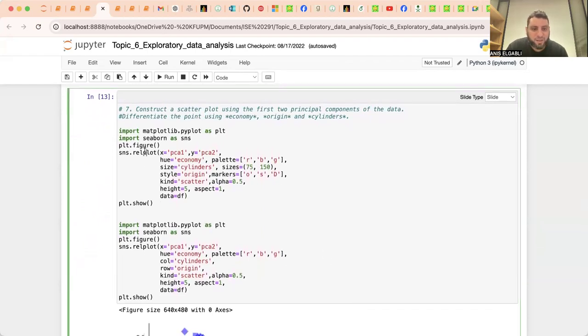So again, a scatter plot, PCA1 for the x-axis, PCA2 for the y-axis. We use hue, we use economy to differentiate by the color or the hue. The size of the scatter itself depends on the number of cylinders, okay? And we specify the sizes here, the starting and the ending. For the style, we use the origin, and the kind is scatter, okay?